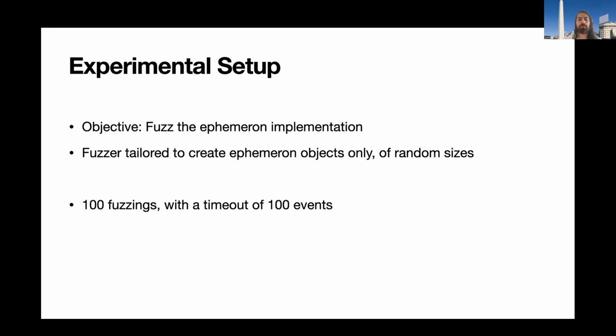Our experimental setup was that first, we only wanted to find bugs in the ephemeron implementation. The experiments that we did for this paper were focused on ephemerons. We have now an extended version that is testing more stuff. I can talk about that if somebody has questions or I have time. We have like 2 minutes? Okay, so we focused on ephemerons. We did 100 fuzzings and a timeout of 100 events.